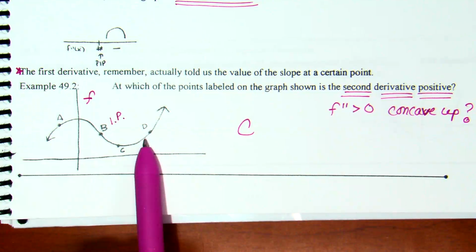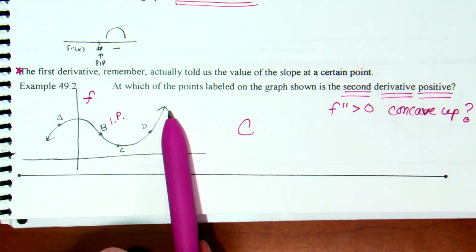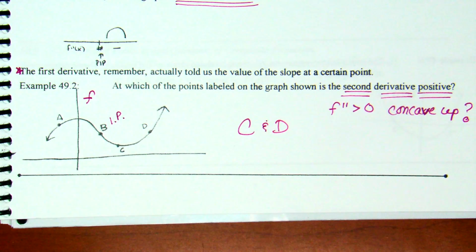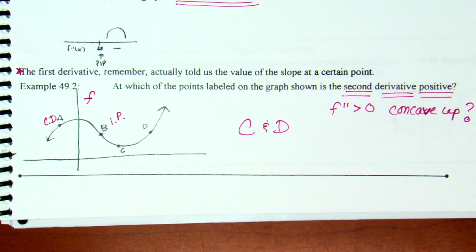What about D? Yeah. Based on the way this graph is, there's nothing that says this graph ever turns and goes back down, does it? So we're going to assume that this keeps going up. And so if this keeps going up, then D is also concave up, and thus my second derivative is positive. What's going on at point A? Point A is concave down, and thus my second derivative would be negative.